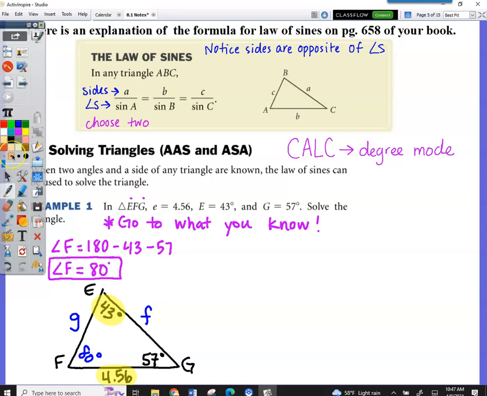Now watch how I set this up. I like to start with the one I'm solving for. I'm trying to solve for side G. Alright, side goes on the top, over sine angle G. What's angle G? 57. Equals fraction bar, anchor fraction. You highlighted it, fill it in. Side 4.56 over sine 43.